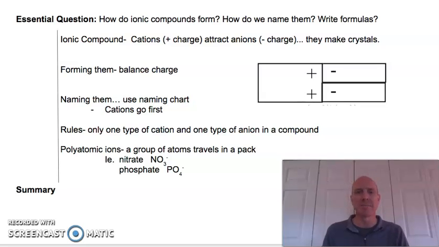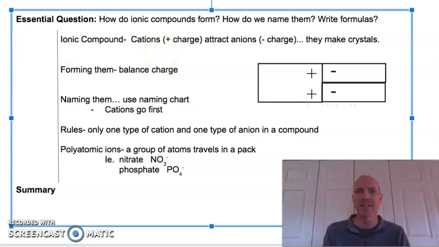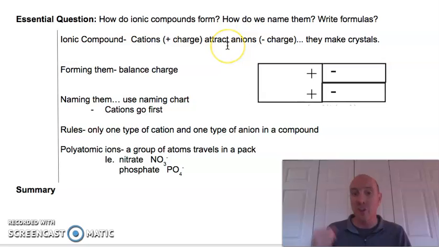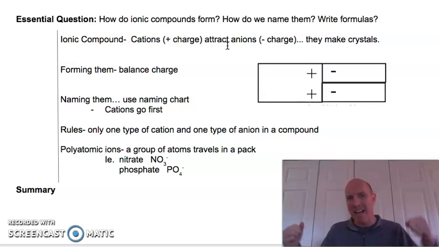So there are some notes. Here's the essential question: how do ionic compounds form? How do we name them? Write the formula. If you were in class, you've already got notes like this. If you weren't, hit pause and write these out. And I'll tell you right now, ionic compounds, here's the definition one more time. Cations have a plus charge. They attract anions with a negative charge, and they make solids, crystals. Why do they attract? They're like magnets. They are not magnets, but they act like them. Positive and negative go together. Opposites attract.